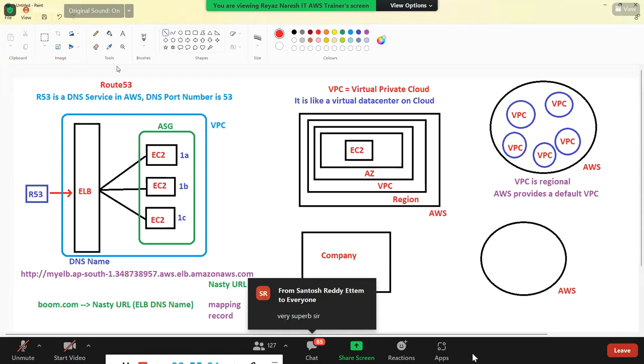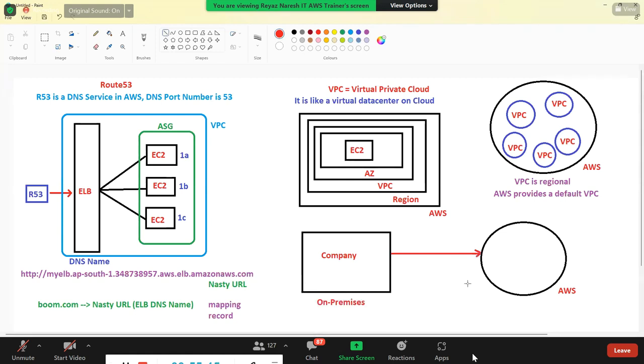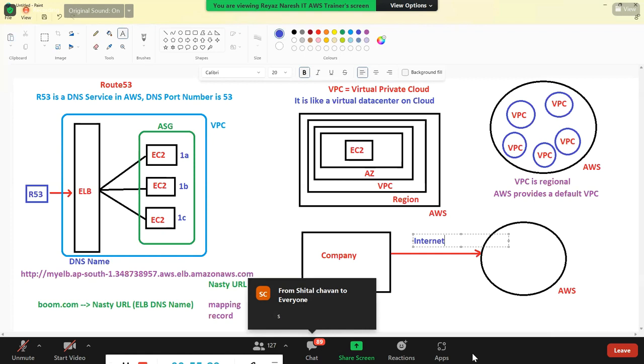Okay, so come back here. Sorry for this. So we have on-premises and AWS. We will need to connect from the company to AWS like this. So can you tell me, from company to AWS, how do you connect? Definitely we need to have internet in order to connect, right?